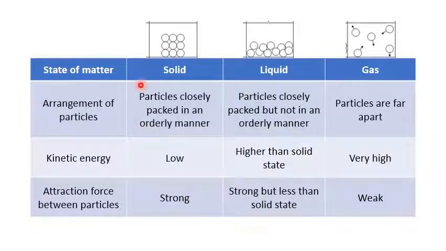So the table here is about solid, liquid and gas. We look at the arrangement of particles. For solid, the particles are closely packed in an orderly manner. For liquid, the particles are closely packed but not in an orderly manner, so there is still some space. And for gas, the particles are far apart, very far between each particle.